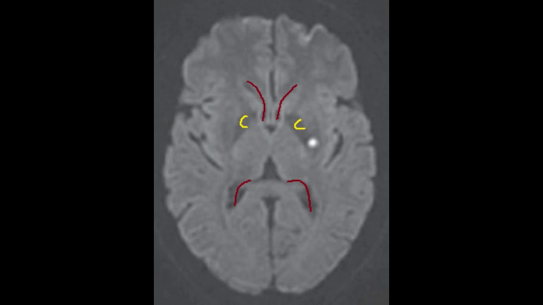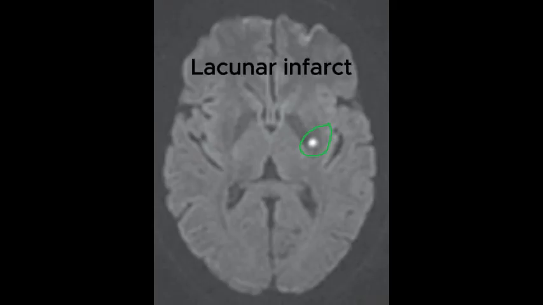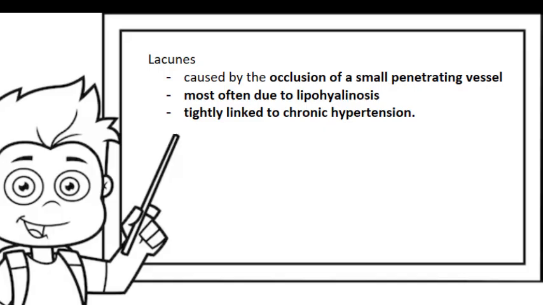And I can see an area of hyperintensity located somewhere at the left caudate nucleus, at the tail of the caudate nucleus. This hyperintensity is an area of restricted diffusion, and it is classic for a lacunar infarct. Lacunes are caused by occlusion of small penetrating vessels, most often due to lipohyalinosis. Lipohyalinosis is a pathological change that is tightly linked to chronic hypertension.